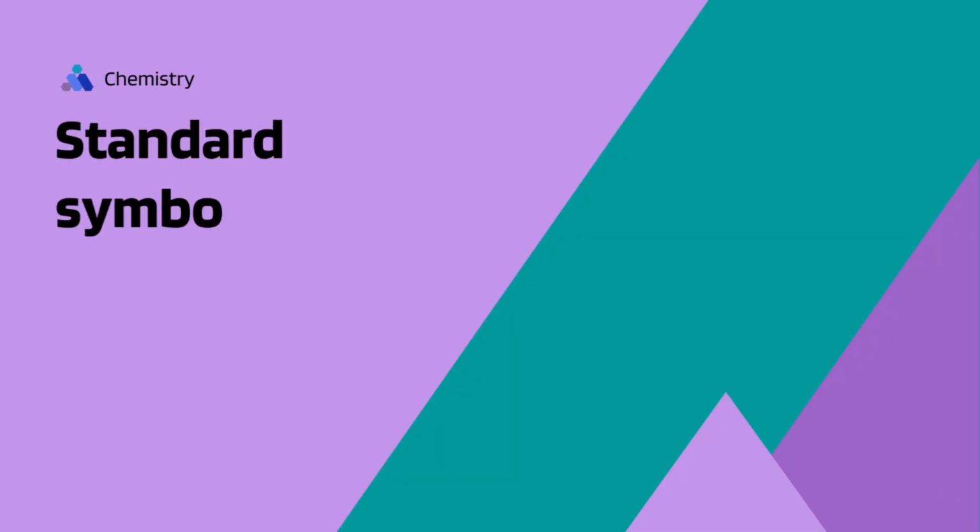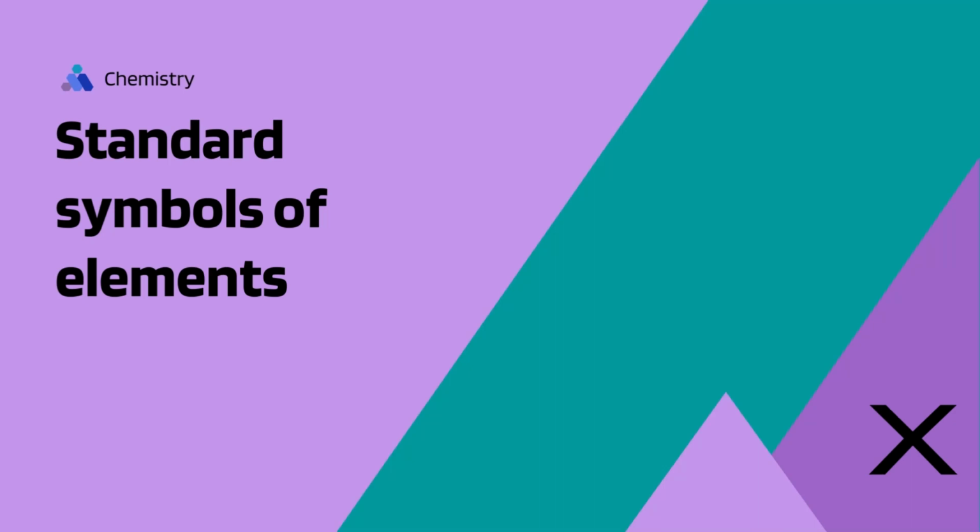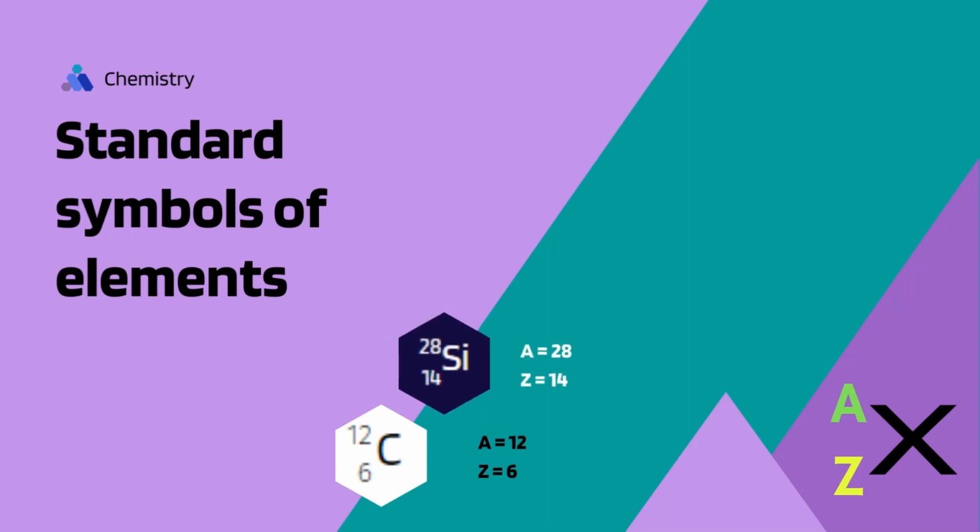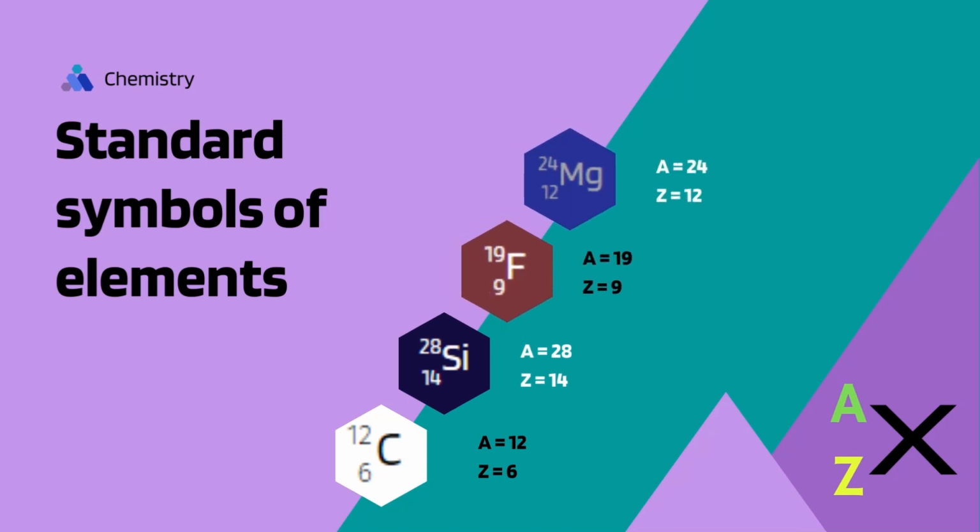Now we will learn how to write the standard symbols of elements or atoms. For example, X is a chemical symbol of an element. We will write Z, that is proton number, on the lower left of X, while A, that is mass number, on the upper left of X. Now see in carbon. Proton number of the carbon atom is 6, while mass number of this carbon atom is 12. Similarly, we can write the symbols of the given atoms of silicon, fluorine, magnesium, and nitrogen, or for any other atom of an element.